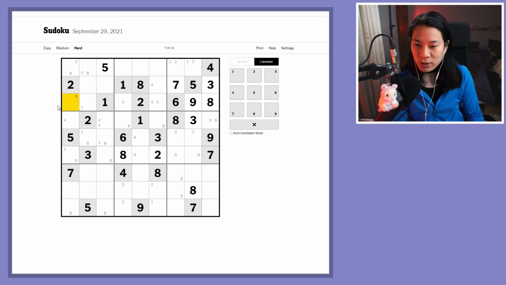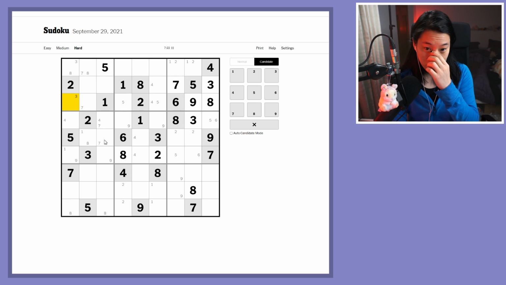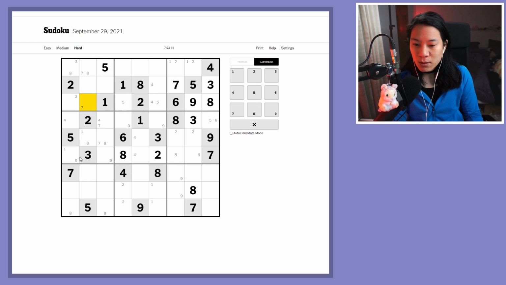Oh, this is a weak area. 3, 4, 5, and 7. So I've got 5 and 7 here, which means this is 3 and 4. 3 and 5. So that's 4 and 7. Hold on. Okay. 3, 4, 5, and 7. Yeah, it's not very useful, is it?